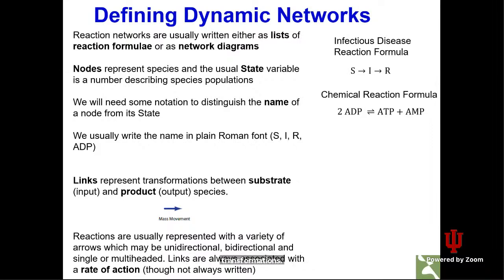Chemically, that would go from substrate, that's an input, to a product, that's an output. And typically in the world we're going to live in, links are going to be unidirectional, although in chemical reactions, you can have 2 molecules of ADP go to 1 molecule of ATP plus 1 molecule of AMP and backwards.